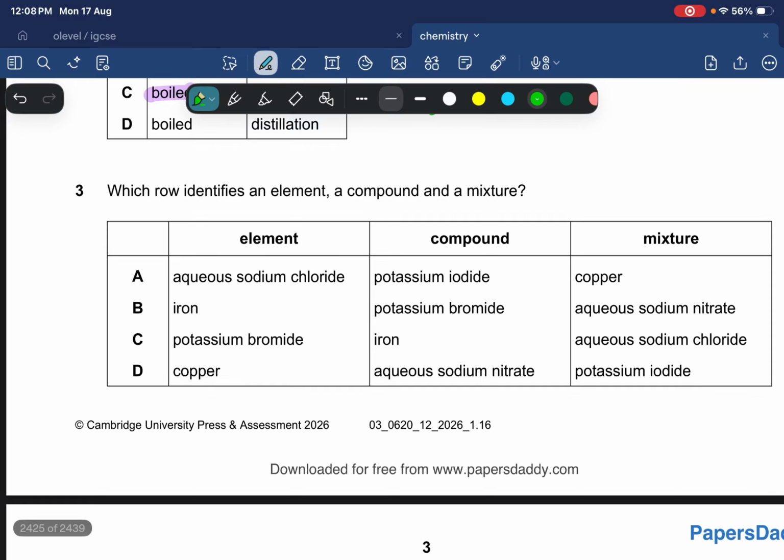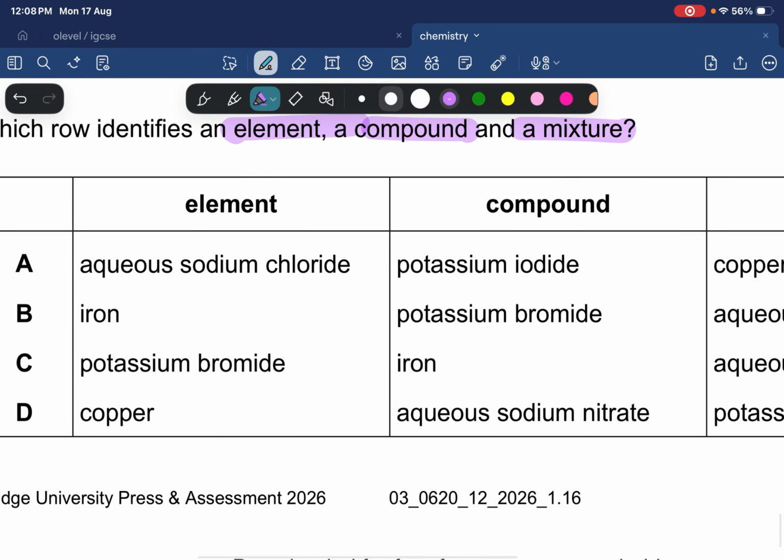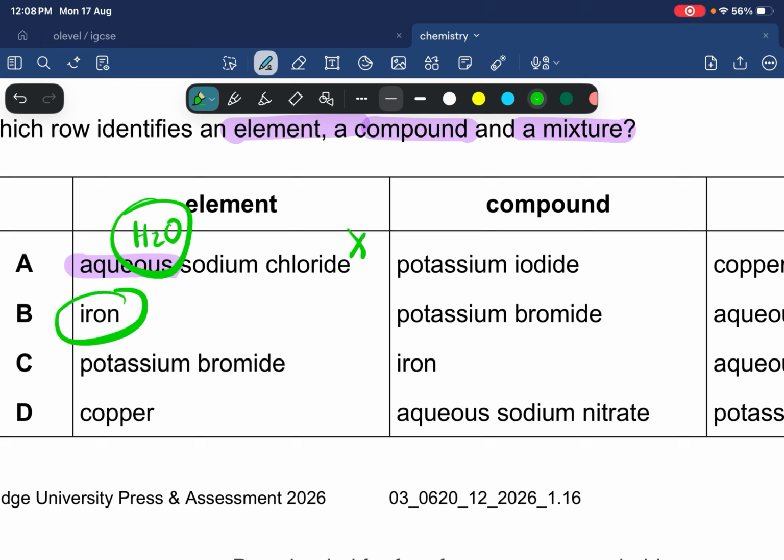Which identifies an element, a compound, and a mixture? An element is made up of one type of atom only. Aqueous means that you have water in it, like H2O, so how can this be an element? I don't even read further. Iron is only made up of iron atoms, which have 26 protons, fixed for iron. So iron or copper, that makes sense.